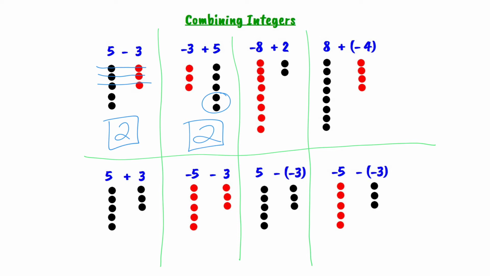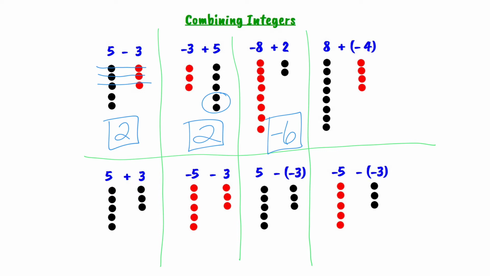You're just looking at how many positives and how many negatives. So let's look at this next one. I've got a negative 8 and a positive 2. So do I have more negatives or more positives? I have way more negatives. How many more negatives? Well, if I cross off, I'd have 6 of these negatives. So when I combine a negative 8 with a positive 2, I'm going to be left with a negative 6.